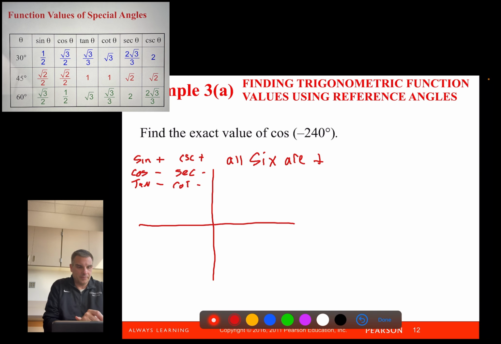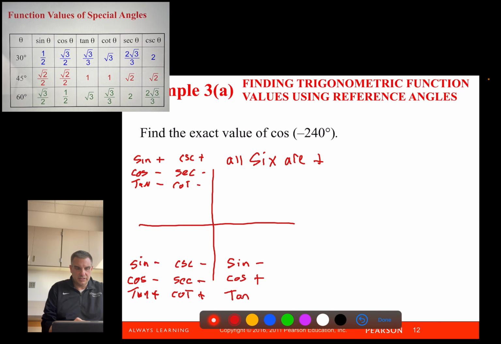In the quadrant down here, the sine is negative, the cosine is negative, the tangent is positive. So that means the cosecant is negative, the secant is negative, and the cotangent is positive. And in the fourth quadrant over here, the sine is going to be negative, the cosine is going to be positive, the tangent is going to be negative, the cosecant is going to be negative, the secant is going to be positive, and the cotangent is going to be negative. So again, pause the video, get that table down, because that table is going to help us do what we need to do here in just a second.